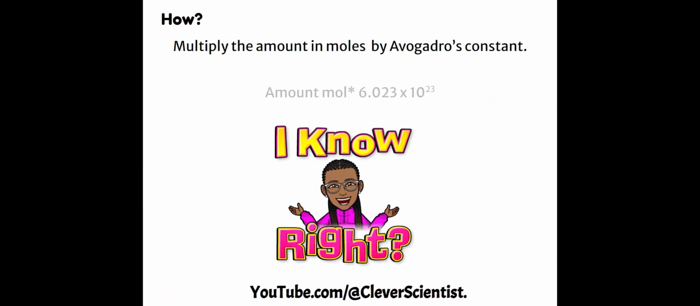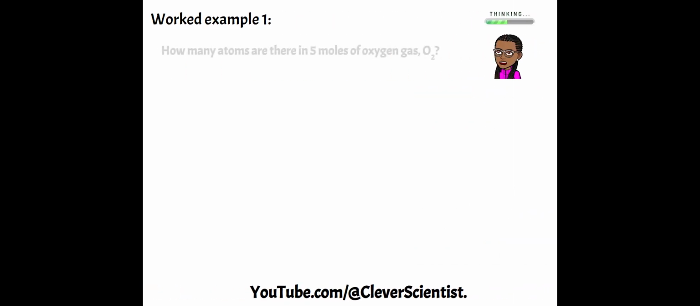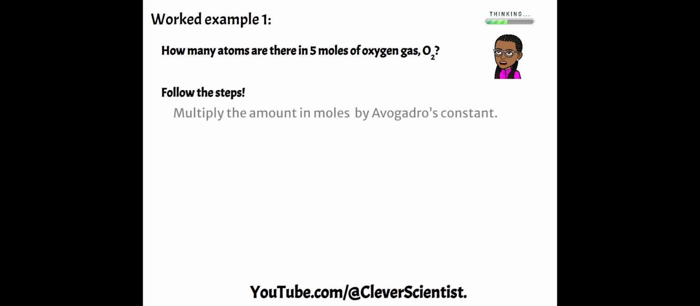Okay, so the calculation, how do we do it? It's super easy. Look at this. I know, right? All you do is multiply the amount in moles by Avogadro's constant. Okay, so let's look at an example. This is super easy, guys. How many atoms are there in 5 moles of oxygen gas? Okay then, we follow the steps. Super simple. Multiply the amount in moles by Avogadro's constant.